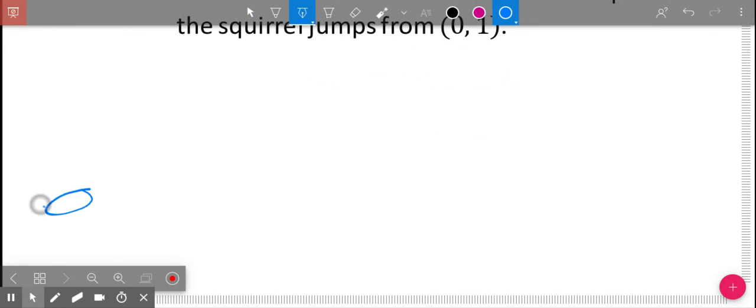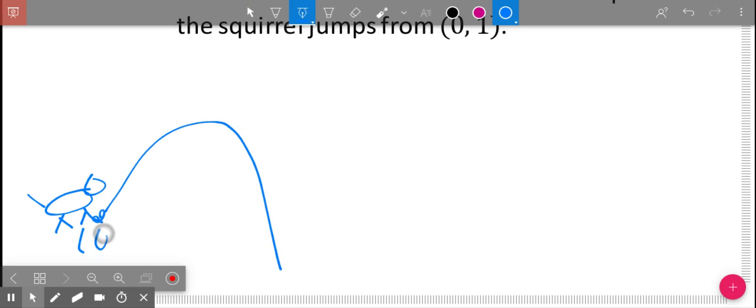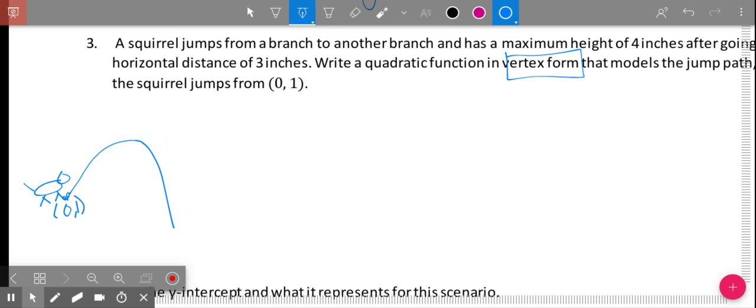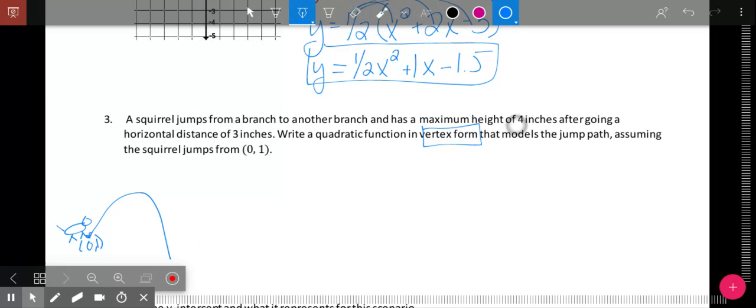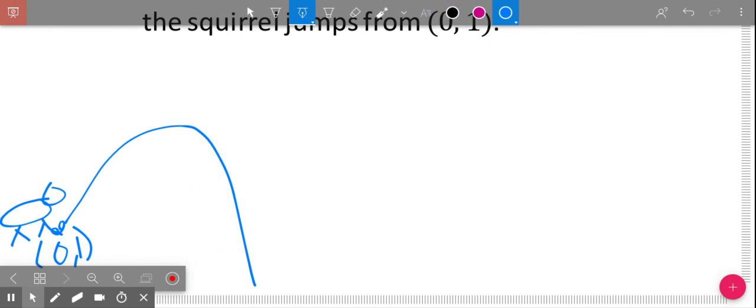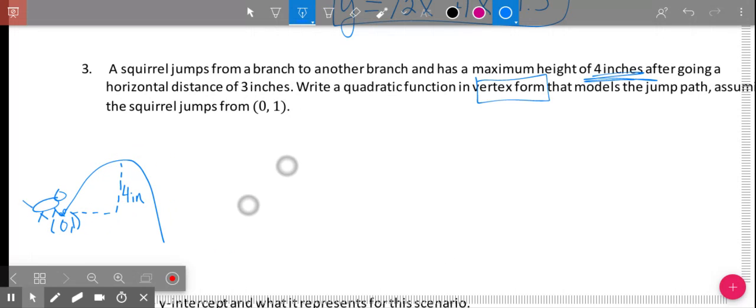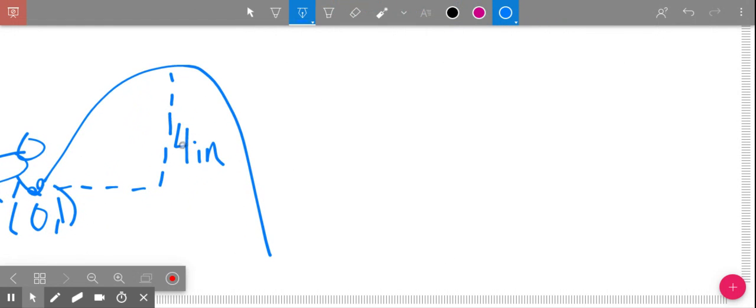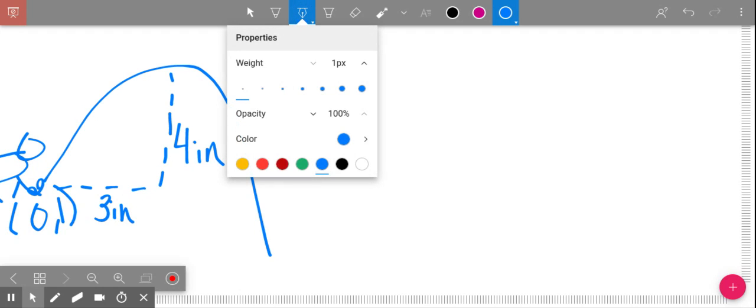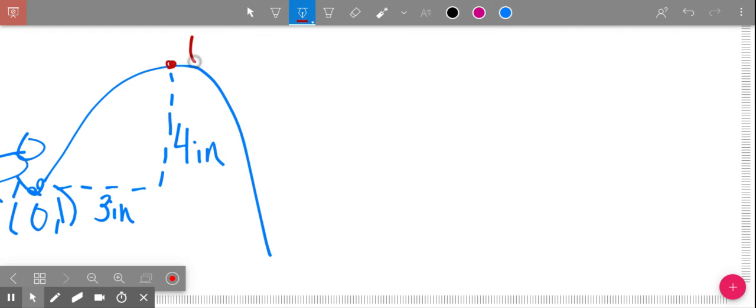Here's my squirrel. I can't draw a squirrel. There you go. It looks more like a cat. But anyway, there's my squirrel. And he jumps from a branch to another branch. He starts at the point 0, 1. And then he has a max height of 4 inches. And that's after going a horizontal distance of 3 inches. This was the smallest jump a squirrel has ever made in its life. So that means that we know its vertex is going to be this point right here, which is 3, 4.